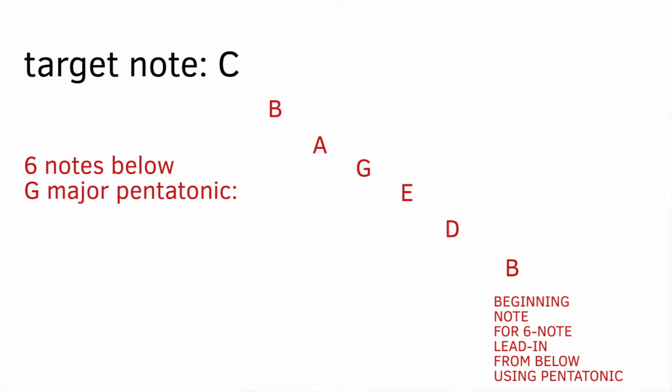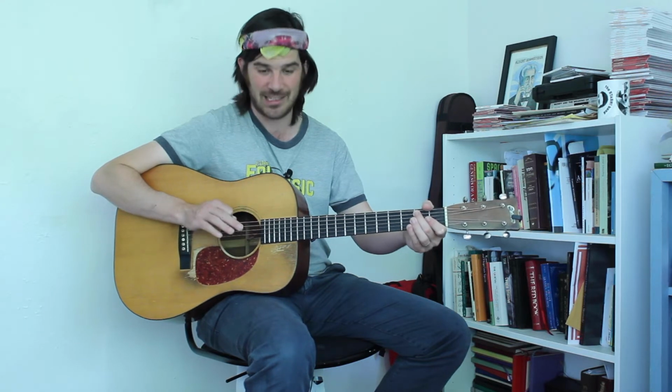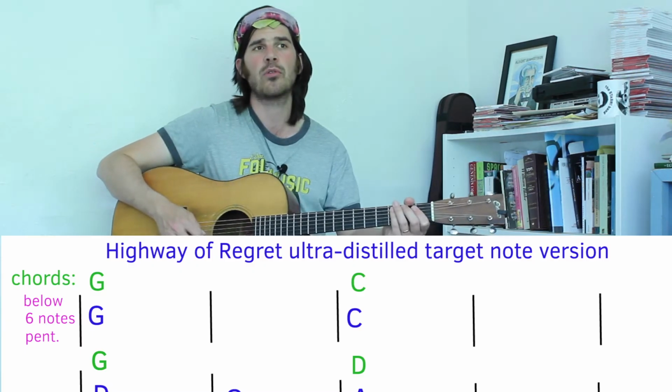From the first note below a C that's part of G pentatonic, we begin counting 6 notes below pentatonically. 1, 2, 3, 4, 5, 6. So to lead to the melody note, the target note C, with a pentatonic lead-in 6 notes below, we would start on a B. So if I put the first and second lead-ins together, it would sound like this. 1, 2, 3, 4, 1.